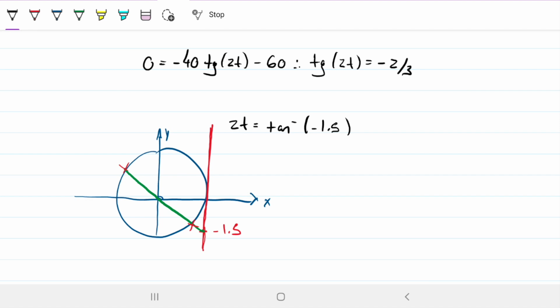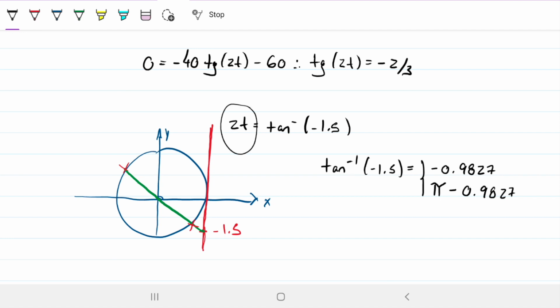And what did I get? So let's actually do this. Inverse tangent of negative 1.5, and get two values. Negative 0.9827. So that will be this bottom value here, the negative one. And the other one is just obviously that plus pi, right? So we have 1 pi distance. So just do pi minus 0.9827. Don't forget that this is equal to 2 times time.